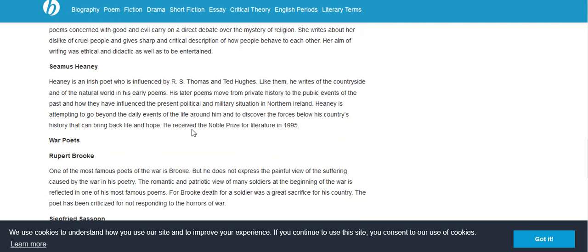Seamus Heaney, another major poet of the 20th century. Heaney is an Irish poet who is influenced by R.S. Thomas and Ted Hughes. Like them, he writes of the countryside and of the natural world in his early poems. His later poems move from private history to the public events of the past and how they have influenced the present political and military situation in Northern Ireland. Heaney is attempting to go beyond the daily events of the life around him and to discover the forces below his country's history that can bring back life and hope. He received the Nobel Prize for Literature in 1995.